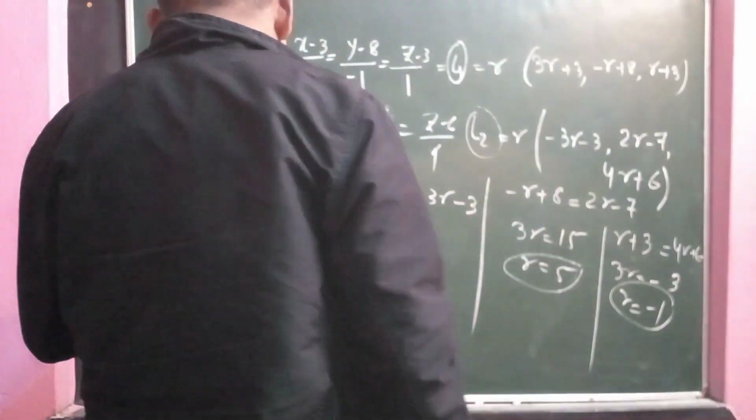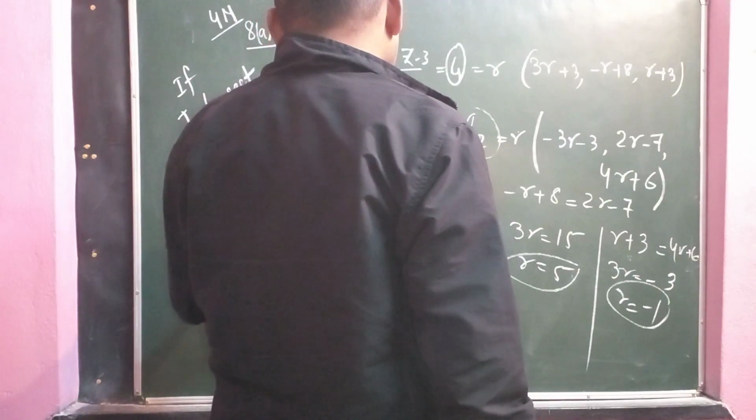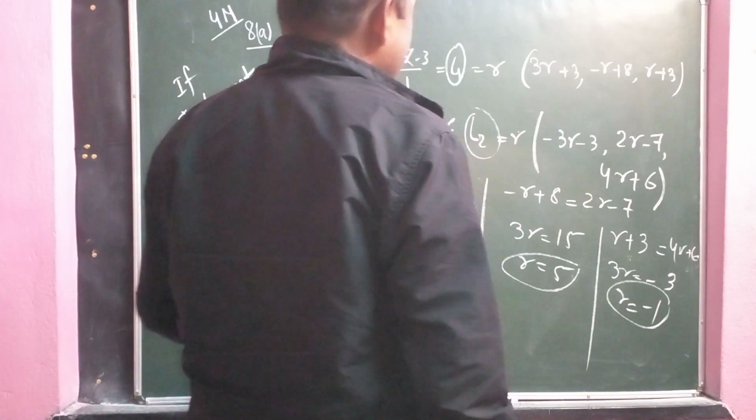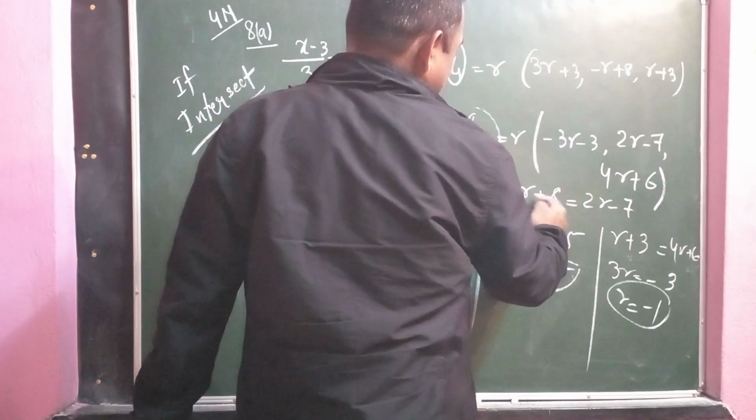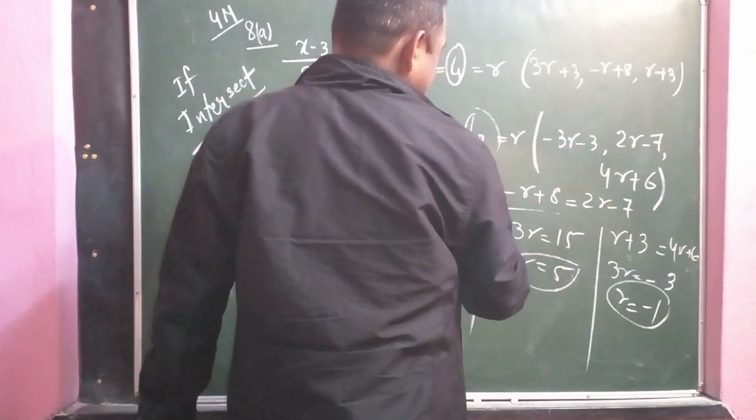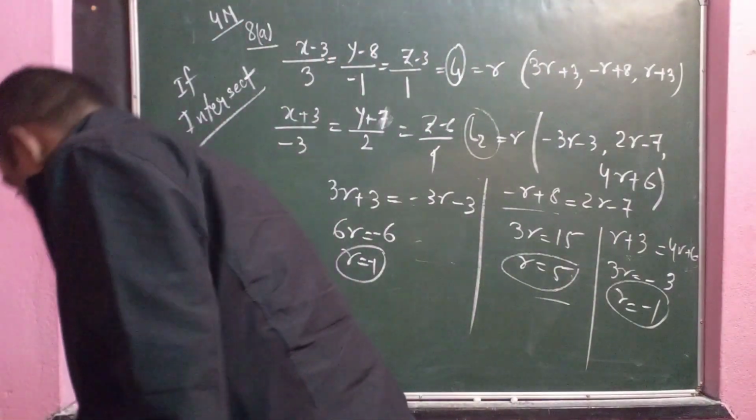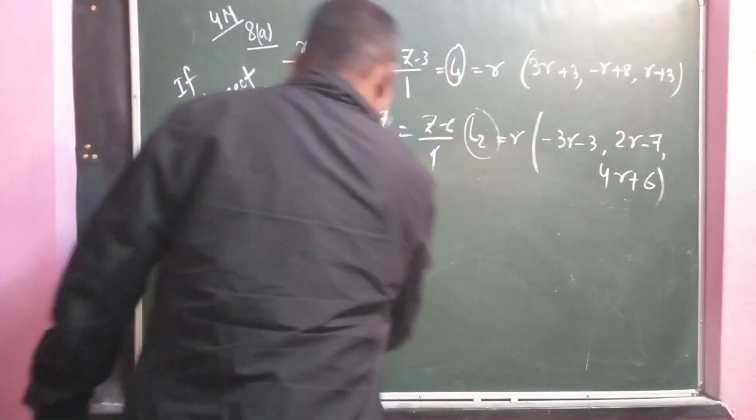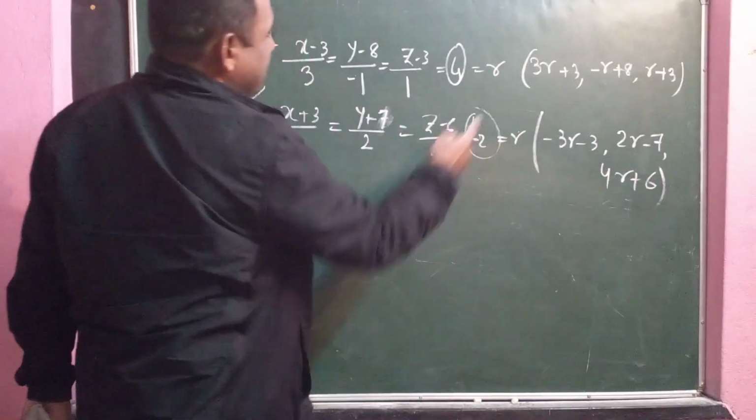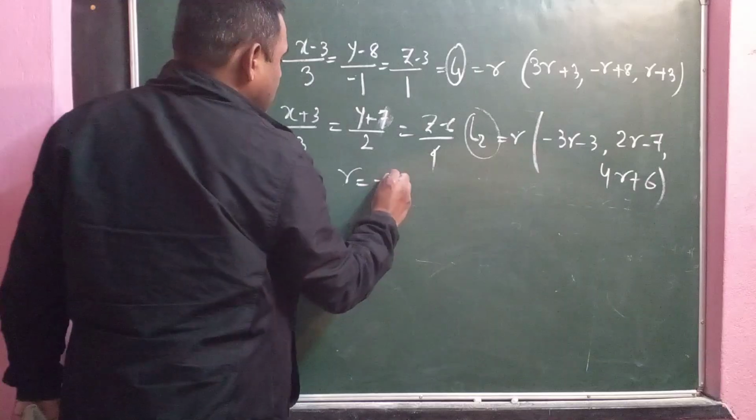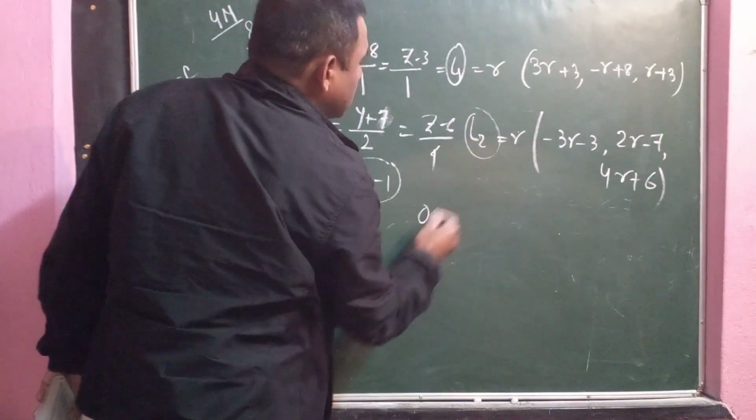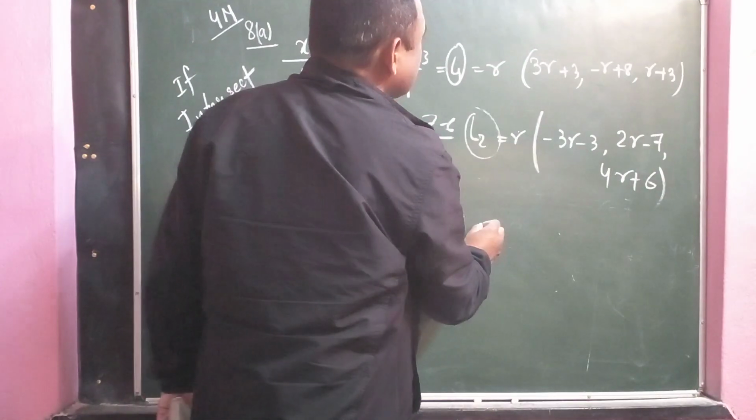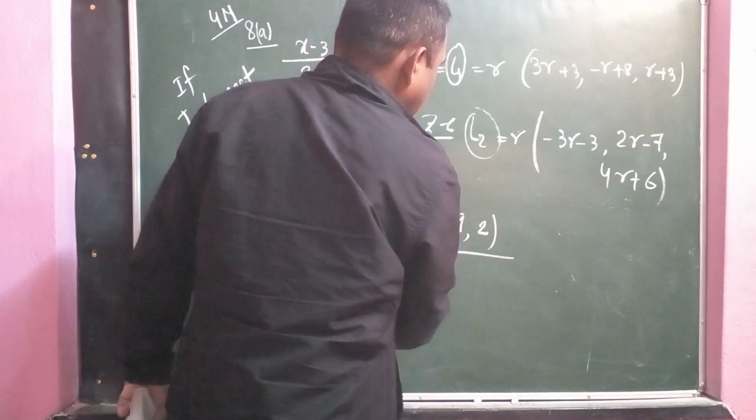But let me check this. Minus r plus 8 and 2r minus 7: if you change sides, minus 7 will come here, giving 15. Suppose r is minus 1. Now if r is minus 1, what will happen? If r is minus 1, the point of intersection will be 0. Put the value of minus 1, that is 9, and minus 1, that will give you 2. This will be the point of intersection.